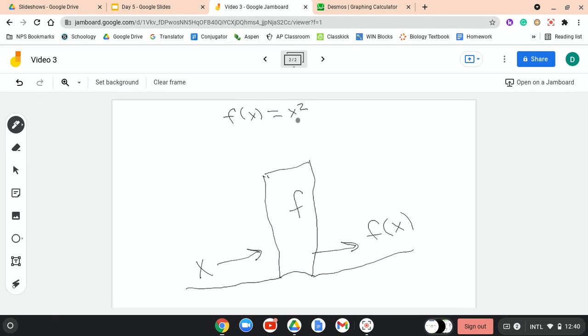Like, for example, f of x equals x squared. This is a function I assume you're all familiar with. What this means in terms of our machines is that our machine is taking in numbers and squaring them. That's the rule it's doing, so it's coded to square numbers. So if I put in 3, I would get out 9 as my output.